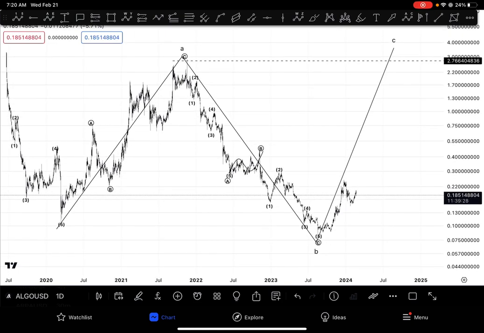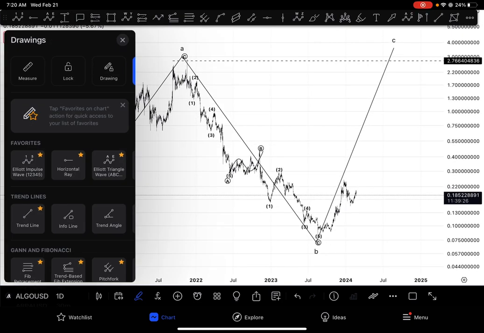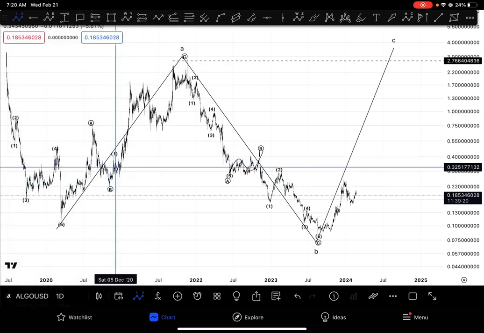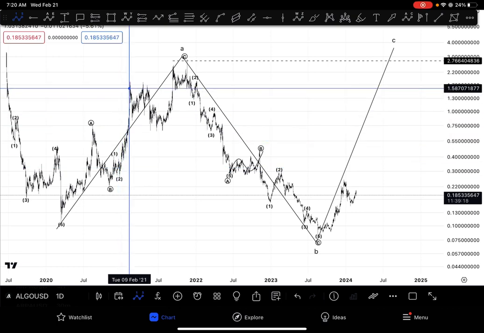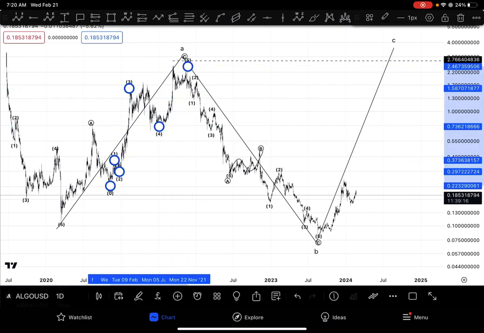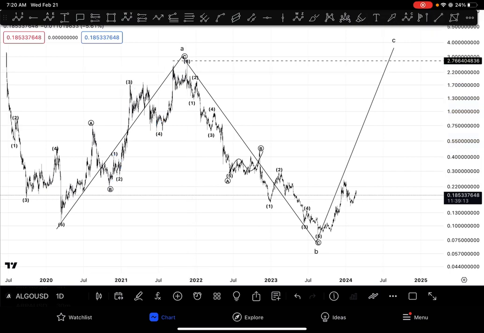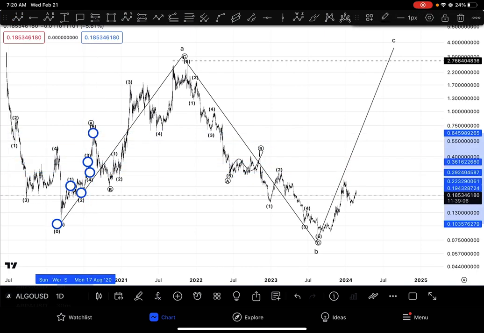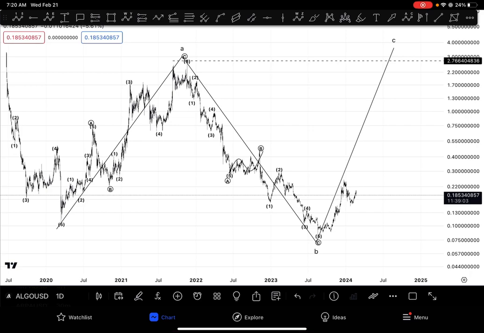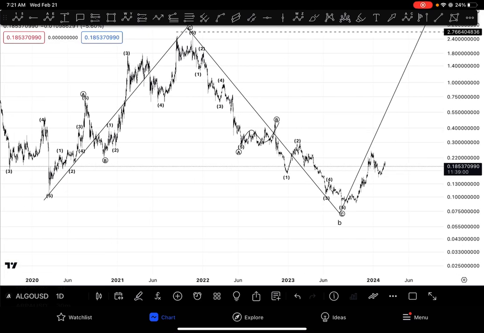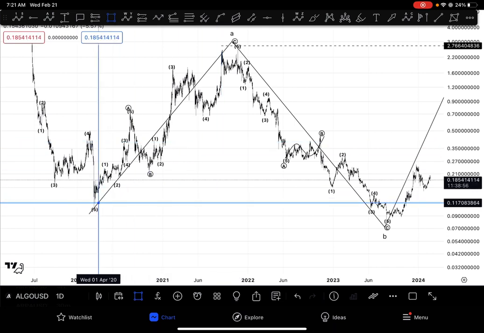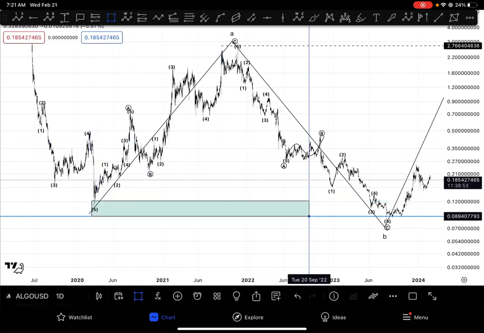Okay, so now let's analyze these waves over here. This is your 5th wave, okay? And then you have another 5 waves here. Okay, and what did we do over here for our B wave? We swept the March 2020 bull market lows.